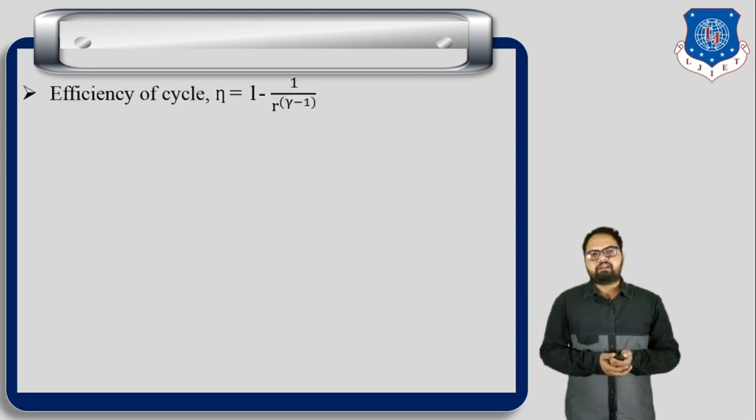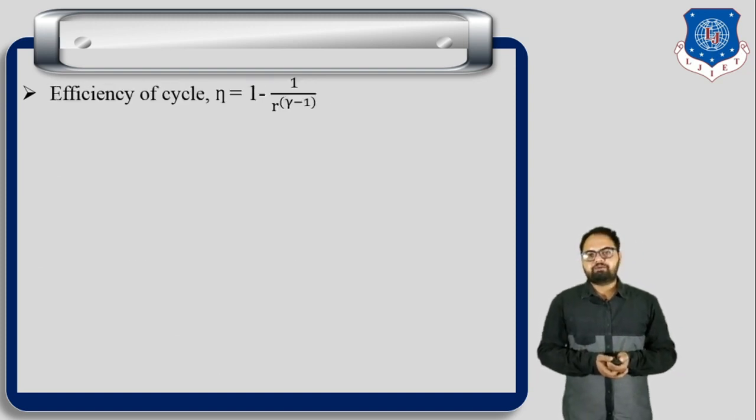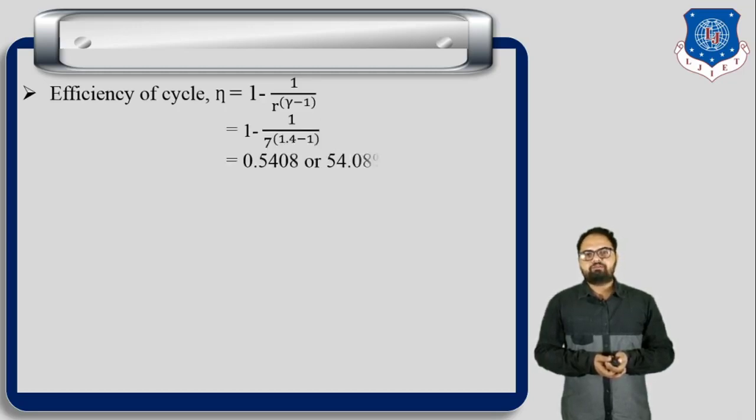Now efficiency of the cycle is eta is equal to 1 minus 1 divided by R raised to gamma minus 1. We have the value of R and gamma. By putting all the values we will get the efficiency of the cycle as 0.5408, that is 54.08%.